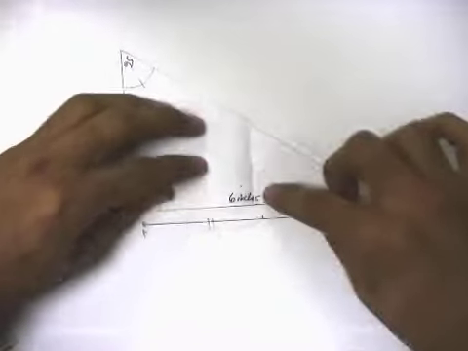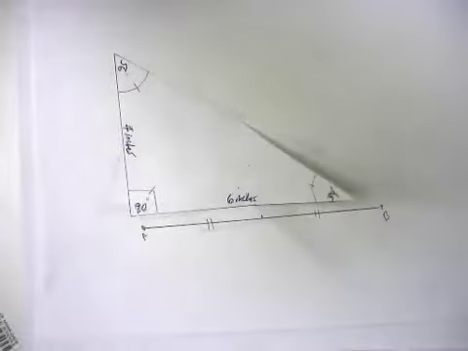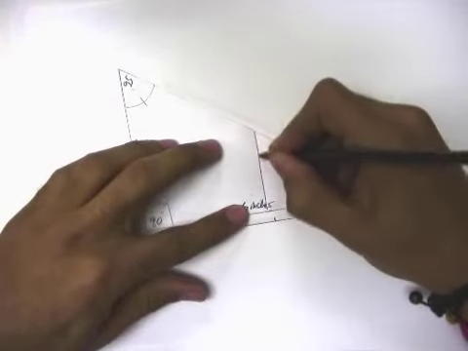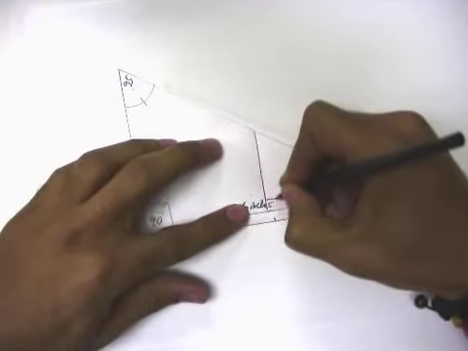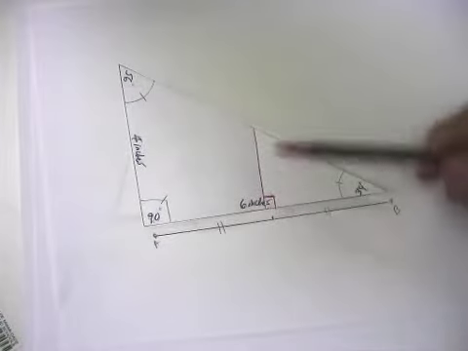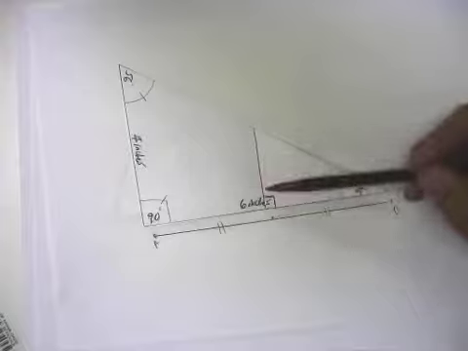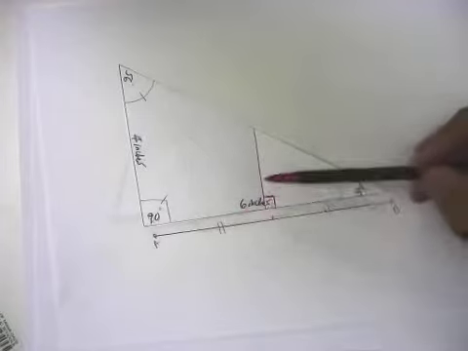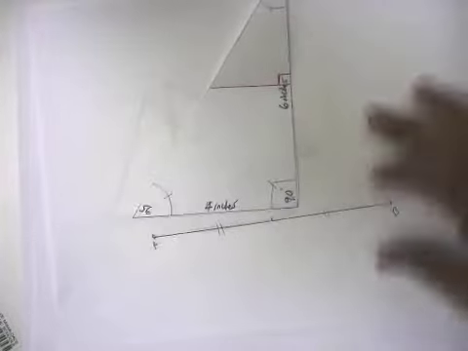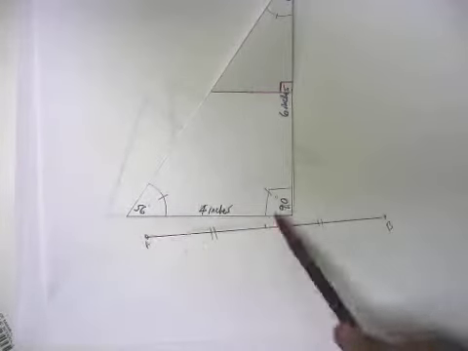But better yet, not only have I bisected it, I've also created a perpendicular line to the base. So let me put a red mark there to indicate that it is perpendicular there. So this is a perpendicular bisector. This line here is bisecting my base, and it's perpendicular with my base.